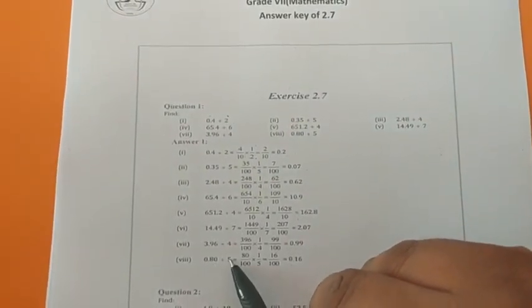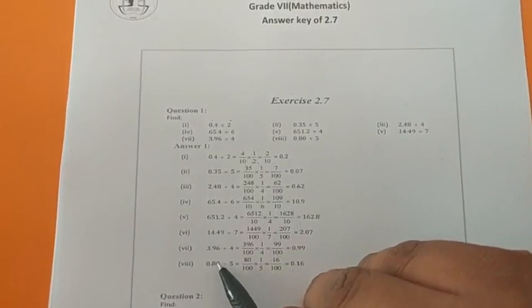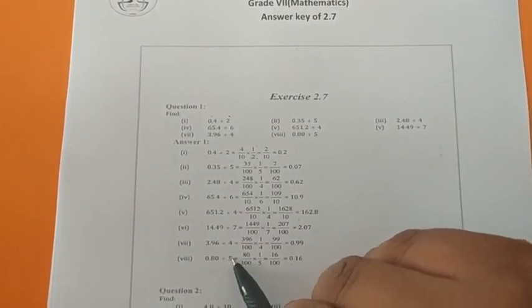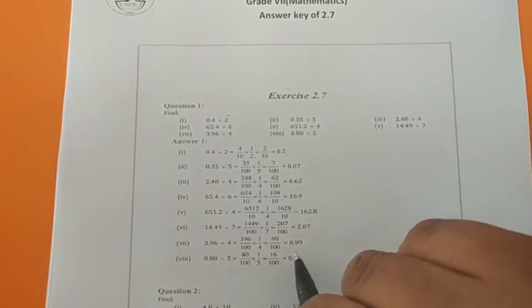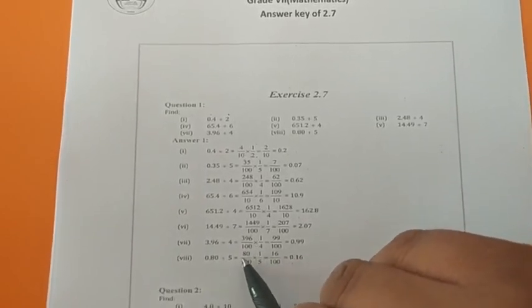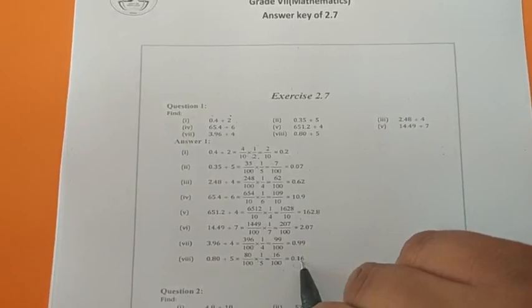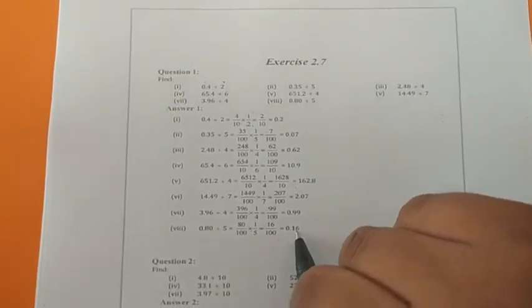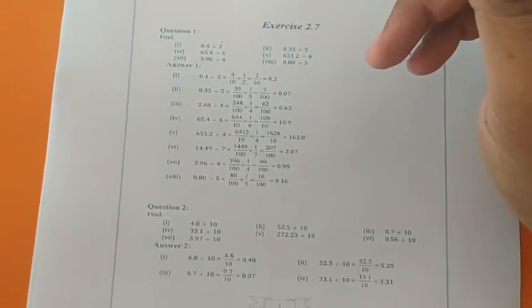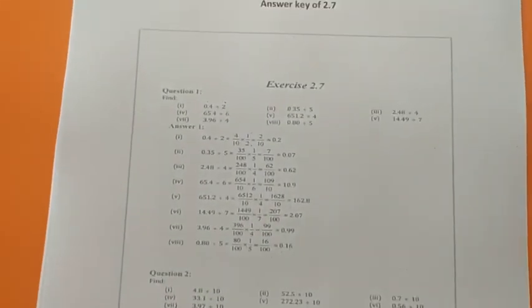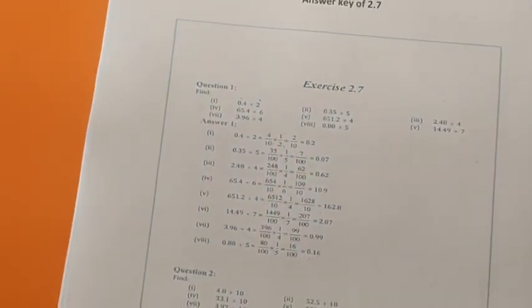0.80 divided by 5. First of all, the point will be removed, you will get 100 here, and this 5 will be 1 by 5 because divide will be changed into multiply. Then 5 is cut, you get 16 by 100, that will be 0.16. Like that you have to solve or divide with 10 and 100. Right? So you have to solve this exercise and solve this second part in the fair notebook.